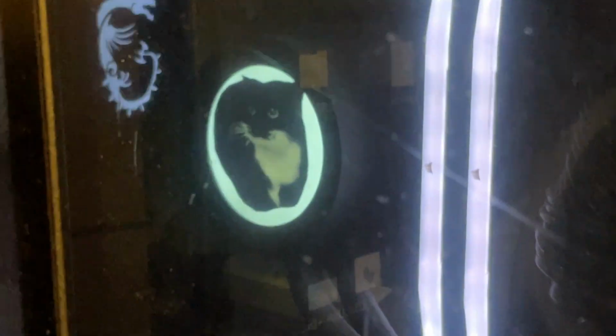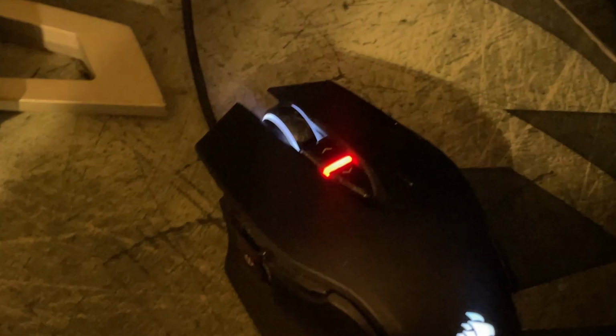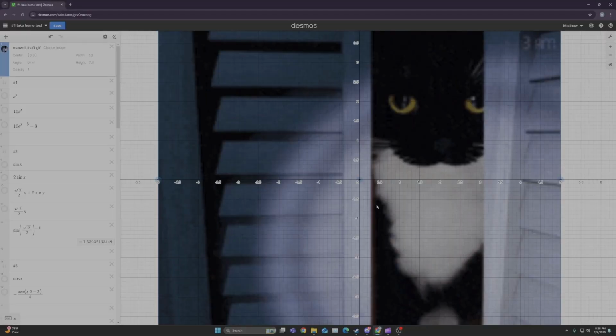My computer got hacked by a cat. Like, look at him. He got everywhere. He's in everything. He got into my mouse. He's in my keyboard. Bruh. Look at him. Just spinning there. Man, I really can't escape this guy.